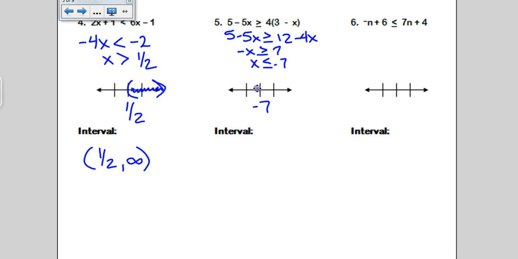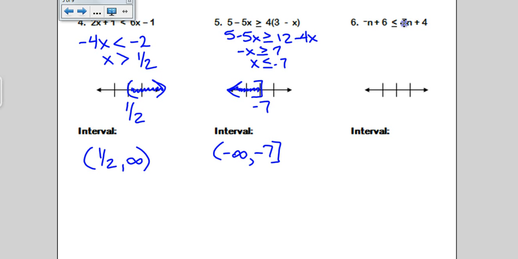So here's negative 7. I'm going to shade everything less than him. And then I got a bracket because it's equal to. So when I go to write my interval solution for this problem, I got to start way down at negative infinity. And all my solutions go all the way up to negative 7. And we got a bracket.